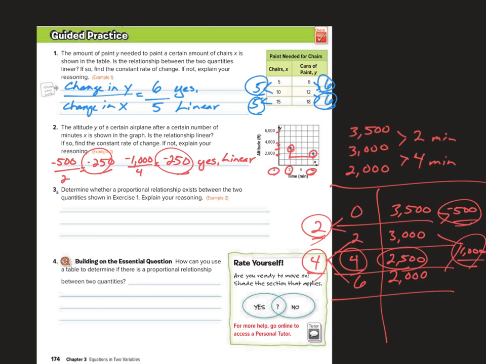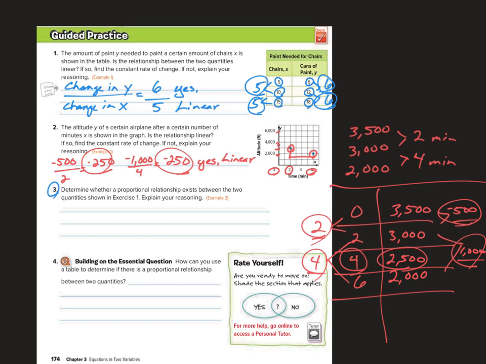Now for problem number 3, we're being asked to determine whether a proportional relationship exists between the two quantities shown in exercise 1. So we're going back up to the paint example. We know it's linear. We want to see now if it's proportional. And remember, we can tell if it's proportional by taking our values from the table, for example, 6, and divide it by 5. So we're dividing y by x, divide 12 by 10, and divide 18 by 15.